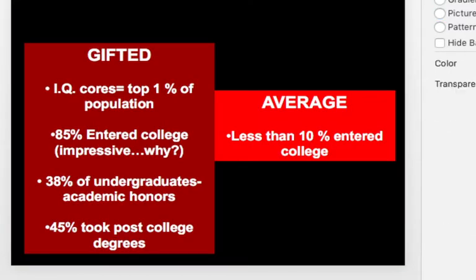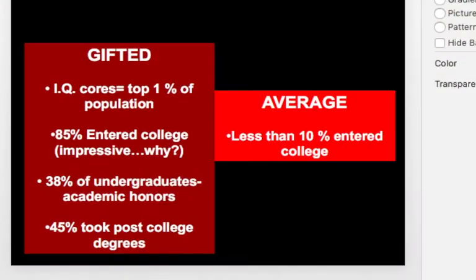Ano ang nakita nila? For the gifted kids, yung IQ scores nila was maintained. Nandoon pa rin sa top 1% of the population. 85% of them entered college, and this number is pretty impressive. Bakit impressive yung 85%? Kasi during that time, ang average na sa America at least, no, ang average percent ng mga tao na nakaka-enter ng college is at only 10%. So you can only imagine for this group, yung mga gifted kids, yung mga gifted teenagers, 85% of them pursued college.